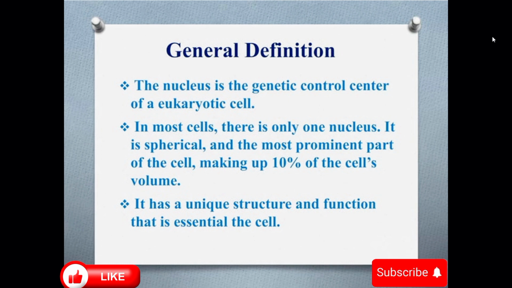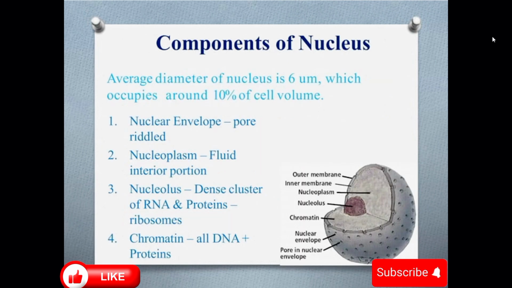The shape of the nucleus may be either irregular or spherical, and it has a unique structure and function that is essential to the cell. The average diameter of the nucleus is 6 to 10 micrometers, which occupies around 10% of the cell volume. Parts of the nucleus, or the structure of the nucleus: nuclear envelope, nucleoplasm, nucleolus, chromatin or chromosome in the form of DNA and protein.